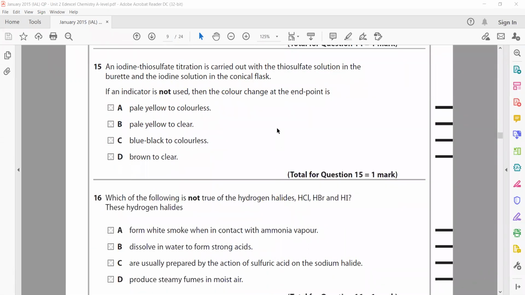Iodine thiosulfate titration is carried out with thiosulfate solution in the burette and iodine in a conical flask. If an indicator is not used, we normally use starch as an indicator. If we do not use an indicator, iodine, when it is low in concentration, will be light yellow, and with no iodine, it will turn colorless. So the iodine solution will be pale yellow and turn into colorless. If the indicator was there, then it will go from blue-black to colorless.